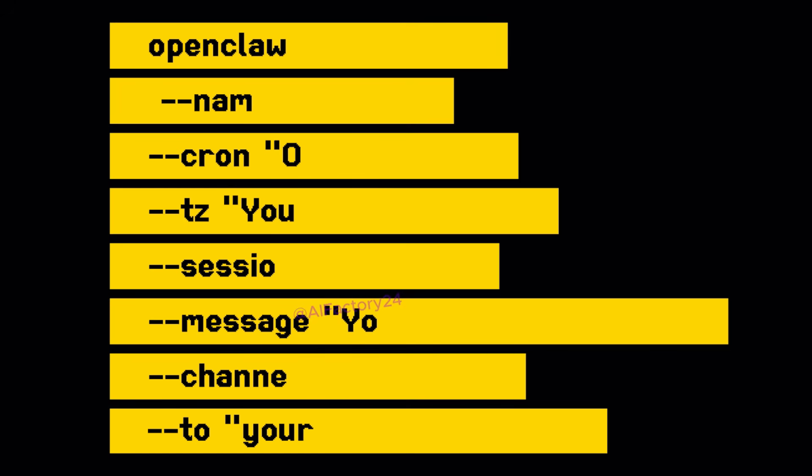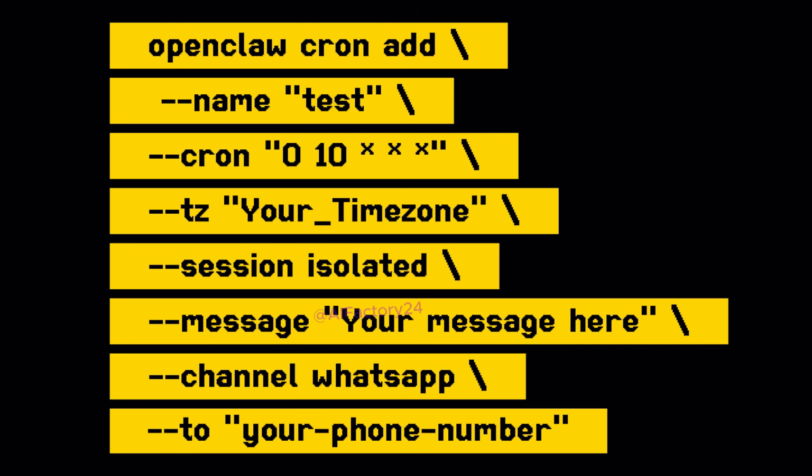What each option means. Name test: a simple name for your job. Cron 0 10 * * *: runs every day at 10 a.m. TZ sets your time zone. Session isolated: runs in its own clean session. Message: what you want OpenClaw to do or say. Channel: which chat platform to send through. To: the destination, in this case, my phone number.